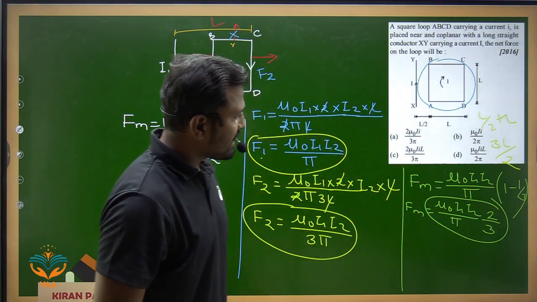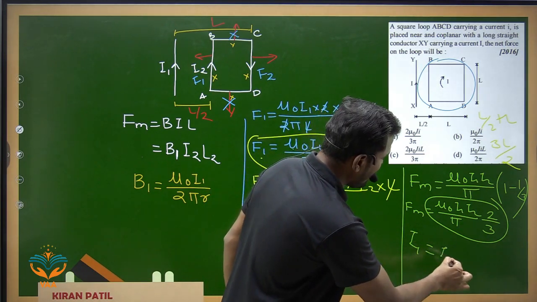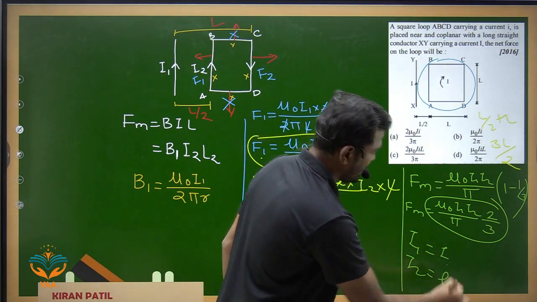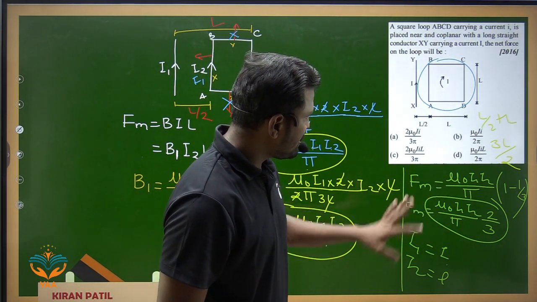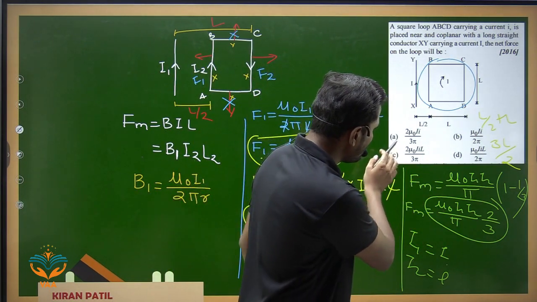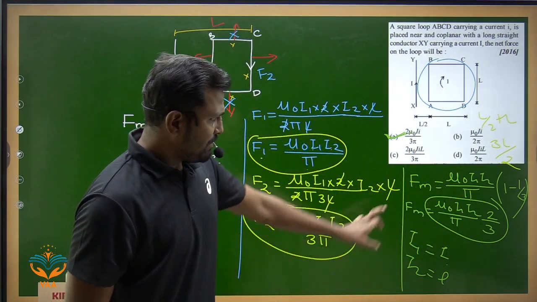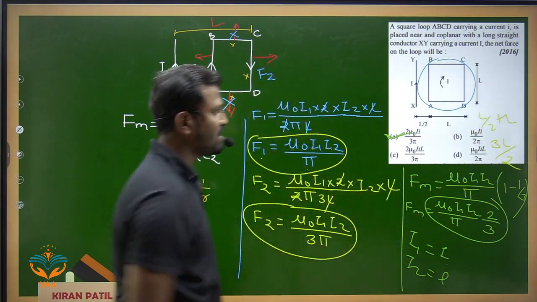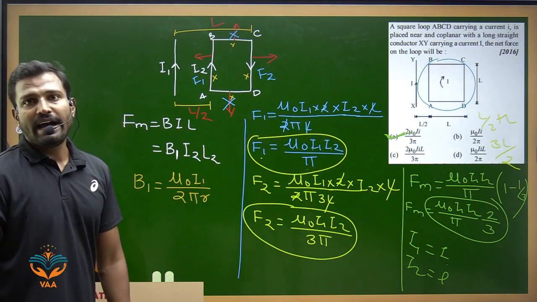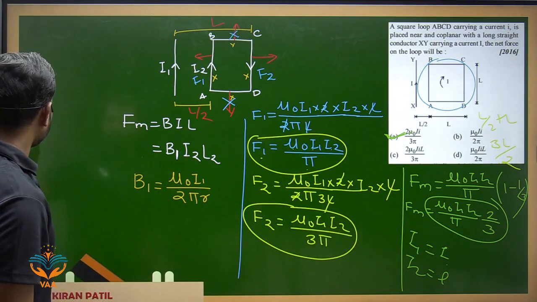So check for the correct option. Now here in the question, I1 is given as I and I2 is given as small i. So it is mu naught I i divided by pi into 2 by 3. Yes, so this is the answer. The first option is the answer, because length is not there, so it is not 2 by 3 alone. So this is the answer, the first option. Please pause and write.